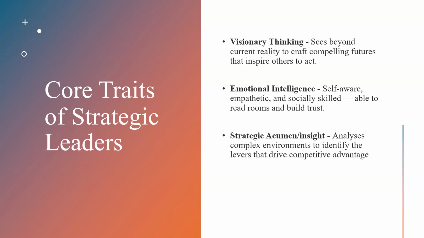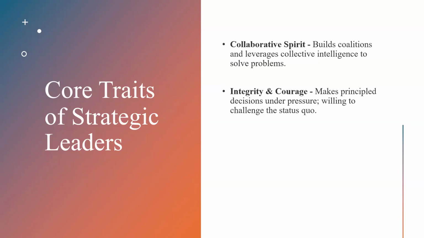I would be happy if you note these core traits of strategic leaders. We are looking at five of them. So one, visionary thinking. And when Theresa keeps saying, be interested, it's okay for you also to be interested. We are looking at visionary thinkers. We are looking at people who are emotionally intelligent. We are looking at people who have strategic acumen, where they analyze the environment and are able to identify the things that will help them be at a competitive advantage.